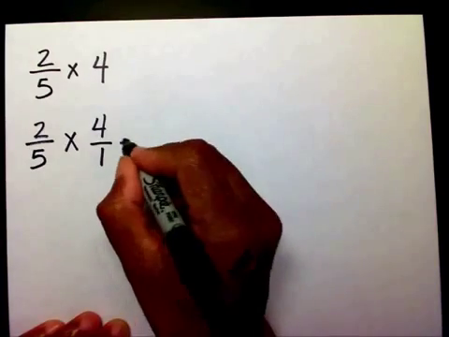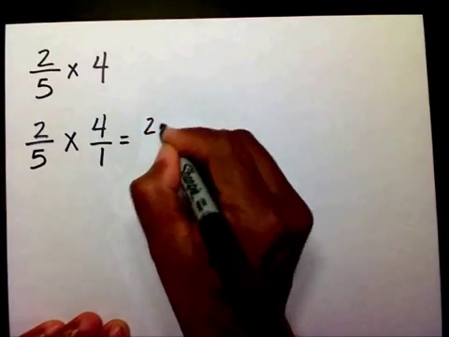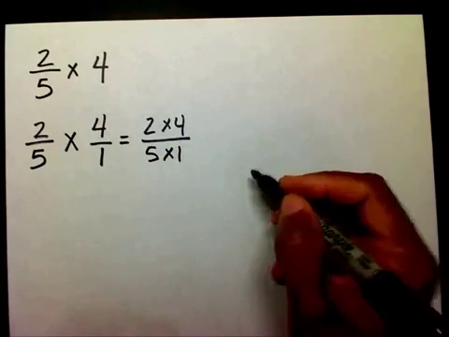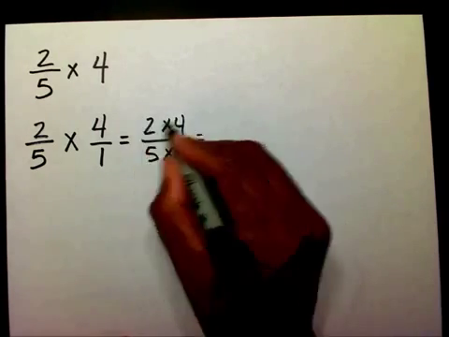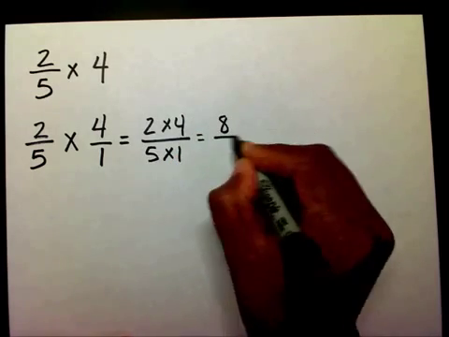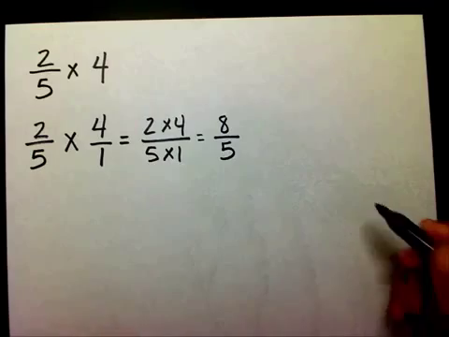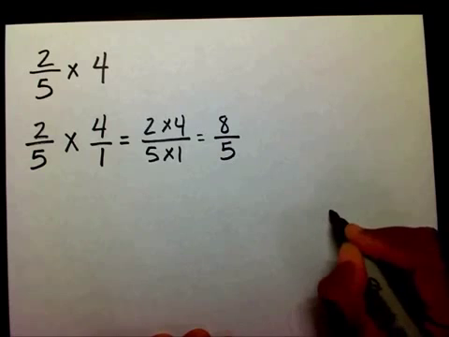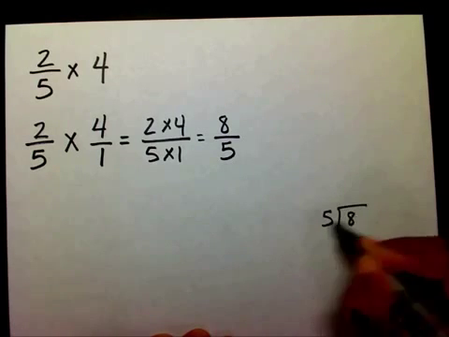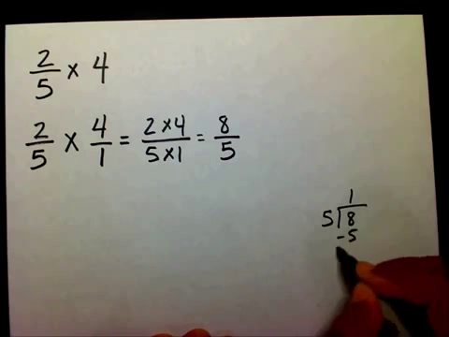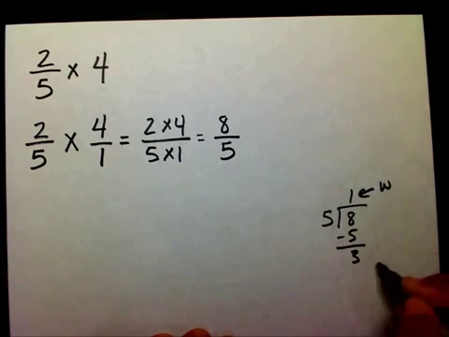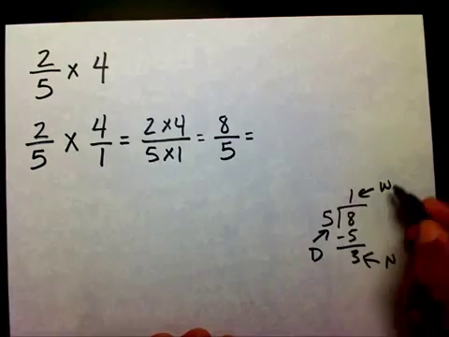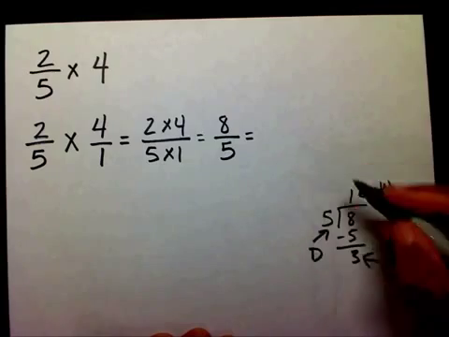Now I'm going to multiply across. That's 2 times 4, and I'm going to multiply 5 times 1. Then 2 times 4 is 8. 5 times 1 is 5. Again, I have an improper fraction, so I'm going to divide 8 divided by 5. Here's my whole number. Here's my numerator. Here's my denominator. So my mixed number is going to be 1.